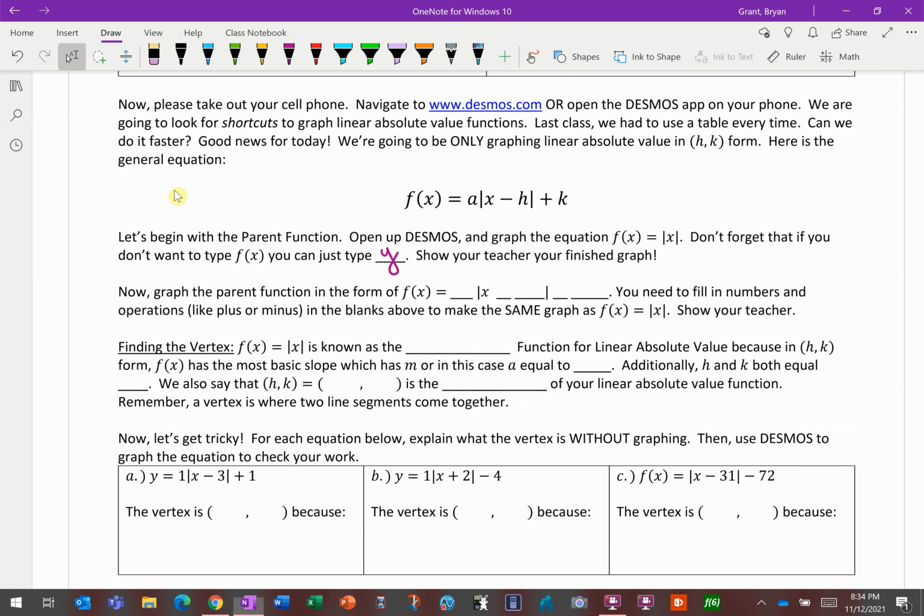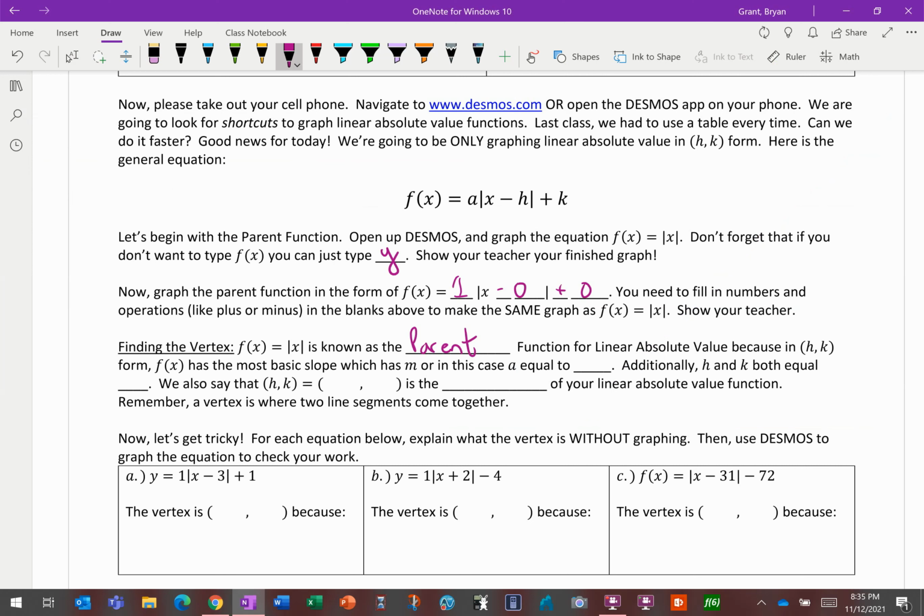So it looks like our blanks would be something like this, 1, and then we can do x minus 0, plus 0, or any combination of those pluses and minuses. F of x equals the absolute value of x is known as, we've said this a million times, and I hope it sinks in soon, the parent function for linear absolute value.